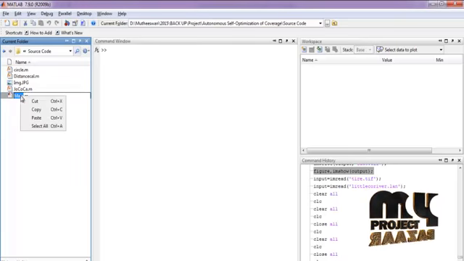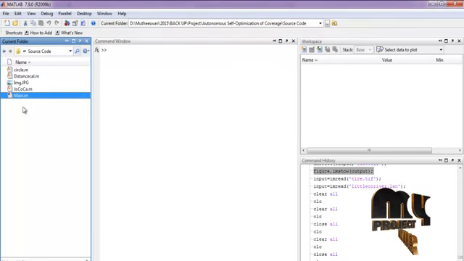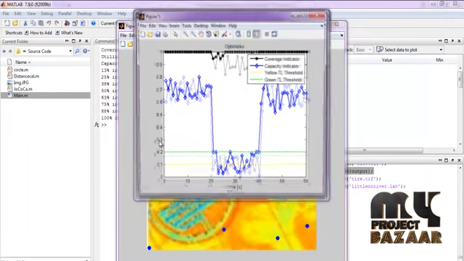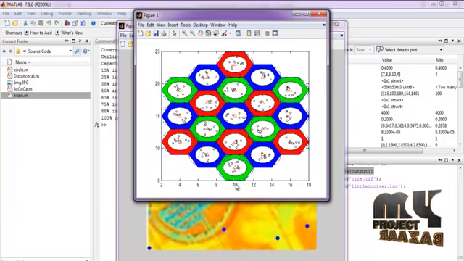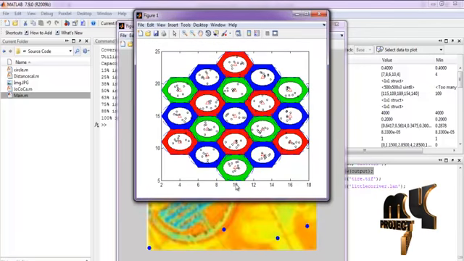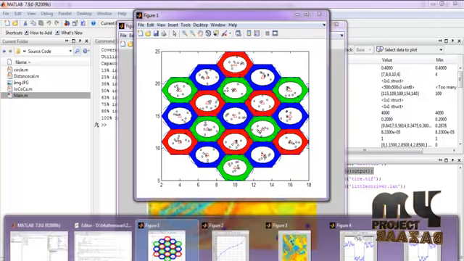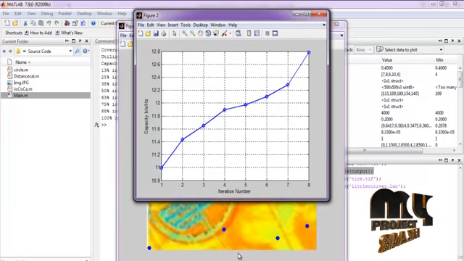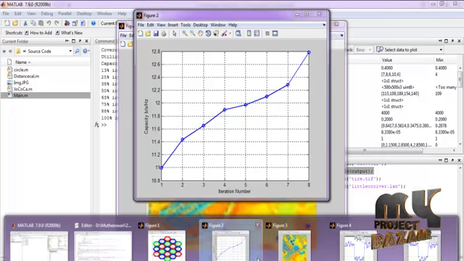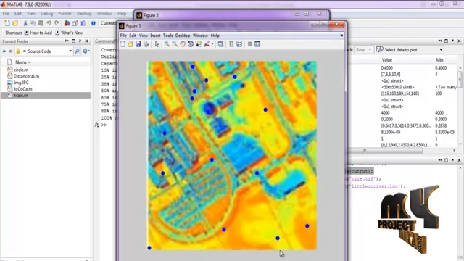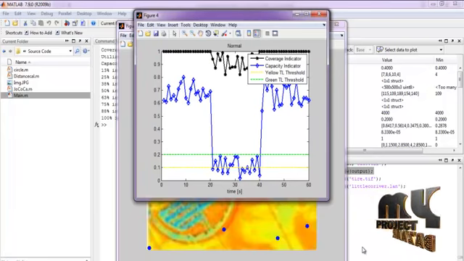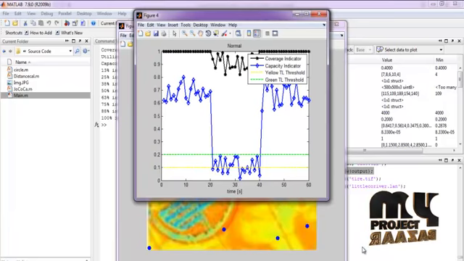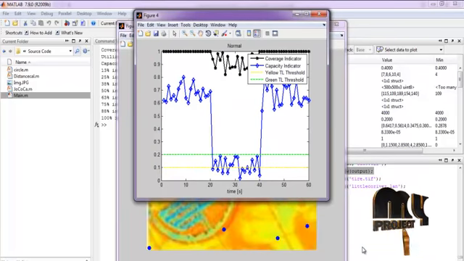Select the main.m file in the current folder, right click that file and run it to execute this process. And here we obtain this node deployment, that is the users deployment, either node Bs and HeNBs, and this is the capacity maximization graph by varying the iteration number, and this is the node deployment in the located area. This is the curve for both the coverage indicator and also the capacity indicator.